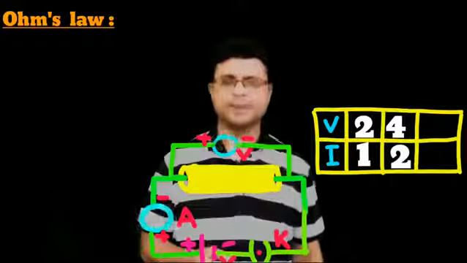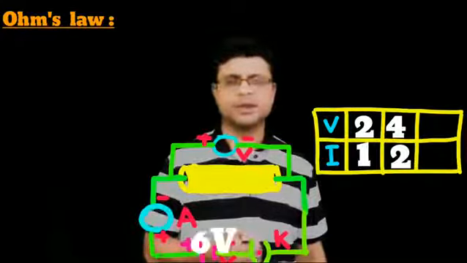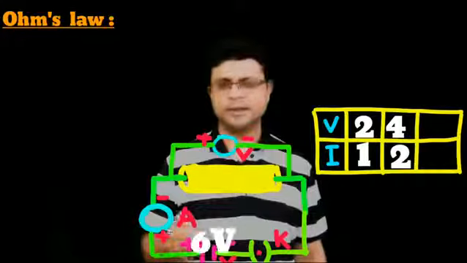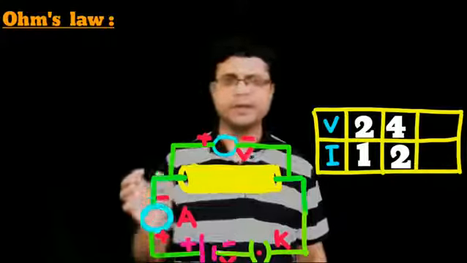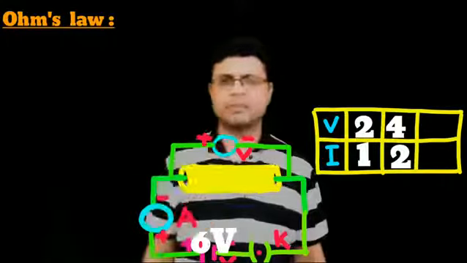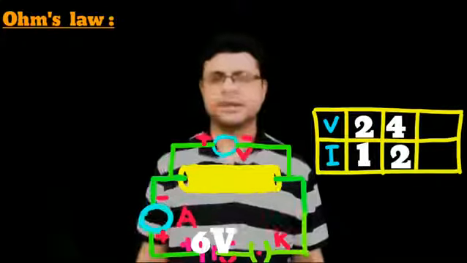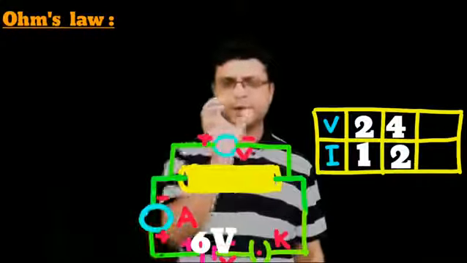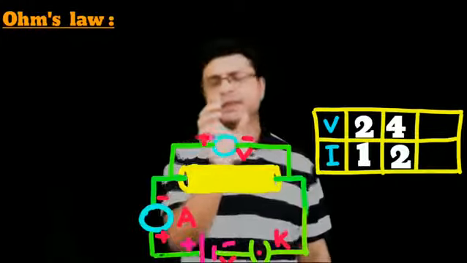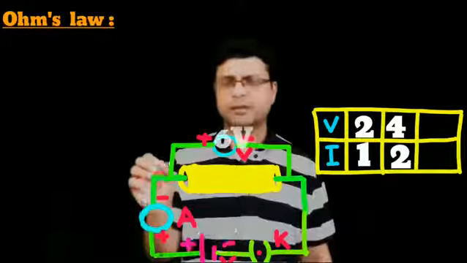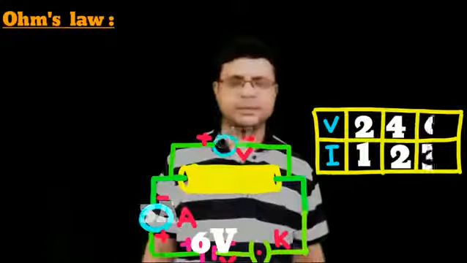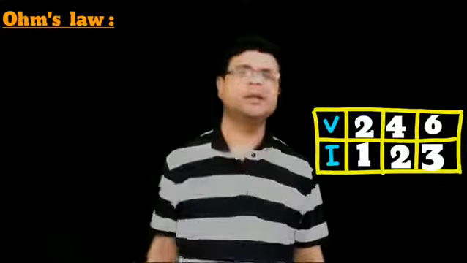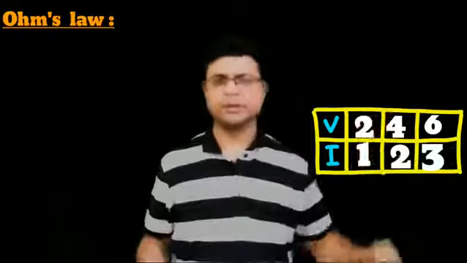Next, in this circuit, let us apply a potential difference of 6 volt. Now let us observe the electric current by the ammeter and the potential difference by this voltmeter. Here the voltmeter value is 6 volt and the value of current is 3 ampere. These values are entered in the table. Now let us remove the kit and try to draw a graph with the help of this table.